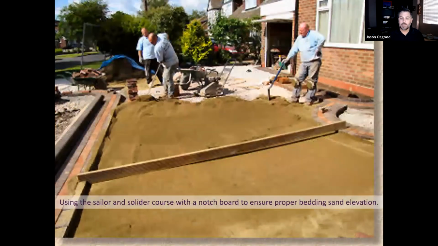Another way is using a notch board. These gentlemen here have set the sailor and the soldier course, so the outside edges are already set. So they already have their pitch and their elevation done. All they need to do is get the bedding sand. So what they have done is they have taken a long piece of lumber and they have notched it to the thickness of the paver itself. And then they'll run that board along the outside edges to screed that sand out the way they need to.